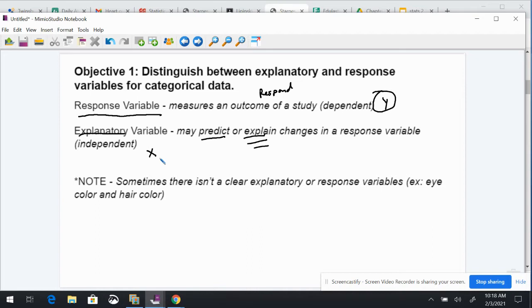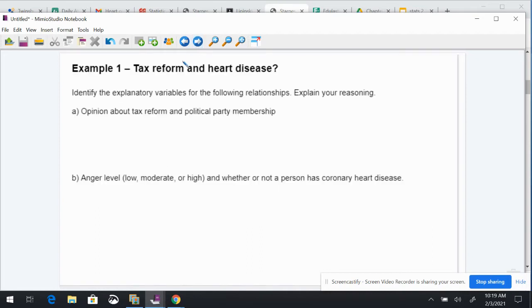So sometimes there isn't a clear explanatory or response variable. And if that's the case, then I definitely have to describe and tell you which one is explanatory or the response variable. But examples, eye color or hair color, those could be either or as we move forward here. So we're going to take a look at a couple of examples here, and we're going to try and decipher between the two. Okay, so the first one is I want you to identify the explanatory variables for the following relationships and explain your reasoning.